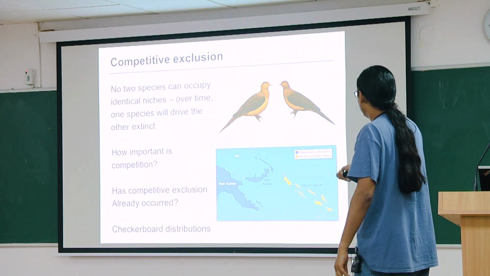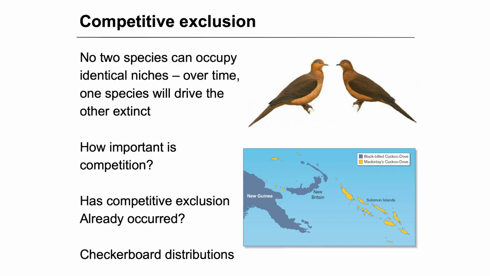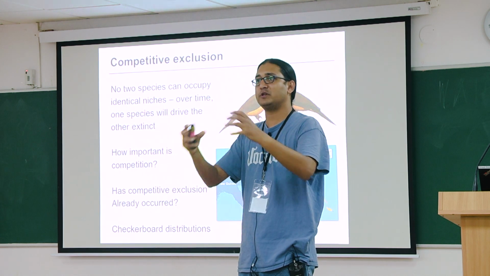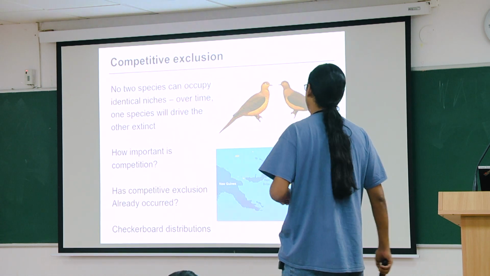And this example, a very famous example from the South Pacific, is for two species of cuckoo doves. There's the black-billed cuckoo dove, that one there, which occurs on these islands. And there's the McKinley's cuckoo dove, which is in yellow and occurs on these islands. But on no island will you find both of them coexisting. So the idea being that both these species have very, very similar ecological requirements. And if you put the two together, one will outcompete the other one, resulting in these checkerboard patterns where out of two similar species, you only have one species on a particular island.